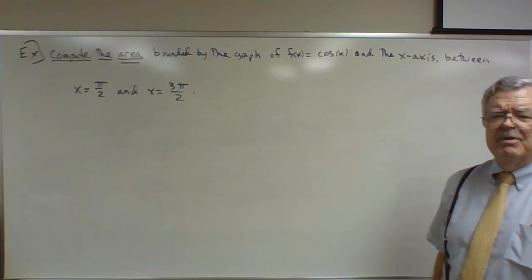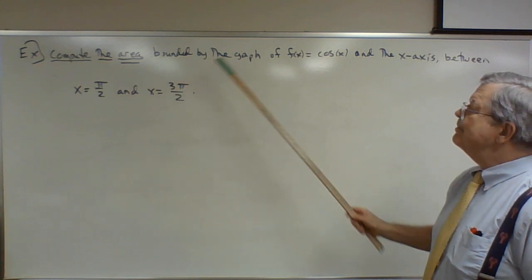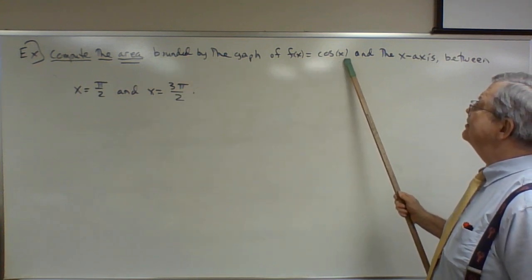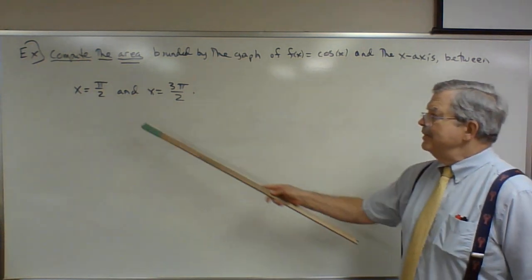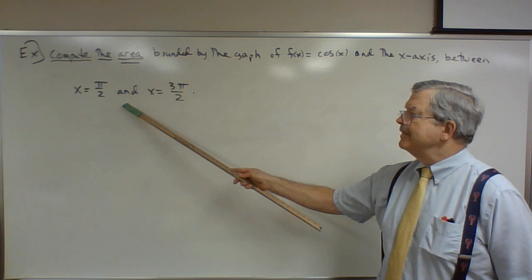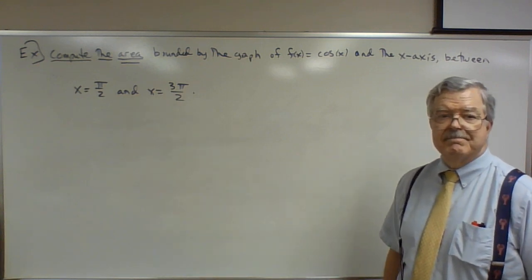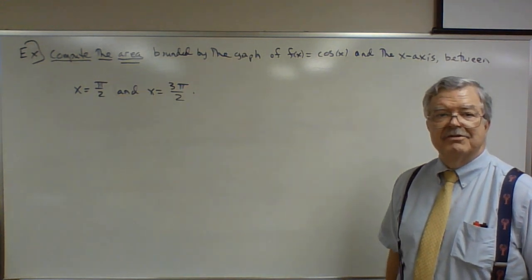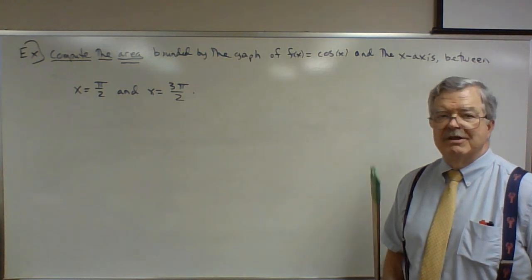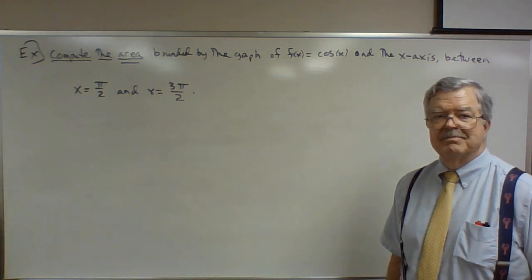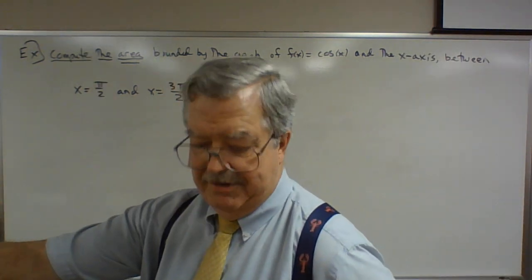This example will sort of illustrate the last point. Compute the area bounded by the graph of f of x equals cosine of x and the x-axis between x equals pi over 2 and x equals 3 pi over 2. This is an area problem. What is the first thing I always do with an area problem? That's right. I have to graph the bounded region.